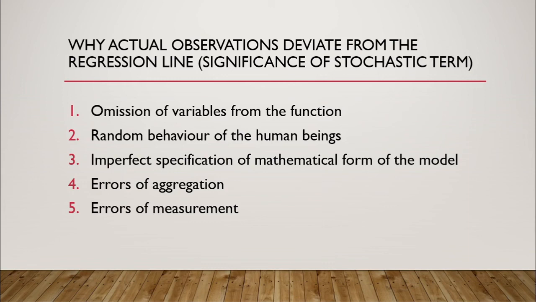Then, human behavior is unpredictable. So random behavior of human beings is another reason for the deviation of observations. Another reason is imperfect specification of the mathematical form of the model; sometimes we may specify an incorrect mathematical form. Then there are errors of aggregation and errors of measurement. All these types of errors also lead to deviation of actual observations from the regression line.